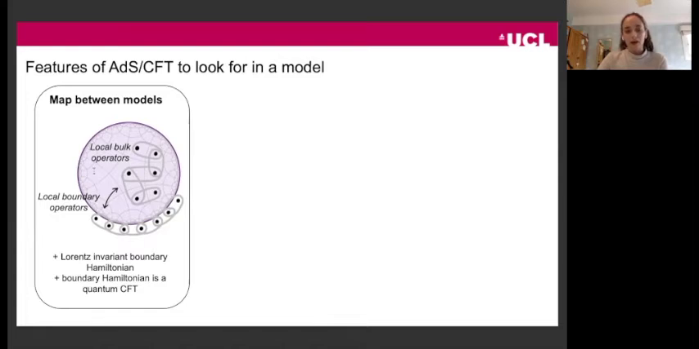We want a model in the bulk to be dual to a model on the boundary. And when we're thinking about tensor network toy models, what we want is for local bulk operators and local Hamiltonians in the bulk to be mapped to local boundary operators and local boundary Hamiltonians. And this isn't always the case. You might have some local bulk operator near the center of the bulk that requires a large global interaction on the boundary, which is bad. And once we have this locality, we might also then look for the boundary to be Lorentz invariant or, ideally, a quantum CFT.